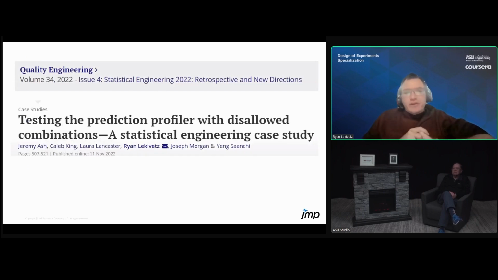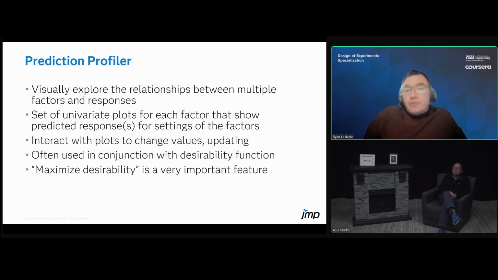So I just wanted to share one other example here. This was an interesting case study that we had on testing the prediction profiler with disallowed combinations. Now, if you've seen JMP, one of the nicest pieces that we have in JMP is the prediction profiler. Whenever you go to something like Fit Model, you fit a regression model. The prediction profiler lets you explore the relationships between those factors and responses. It has these plots that you can slide around and see what happens to the outputs when you change those inputs. You can actually interact with those plots to change the values and update.